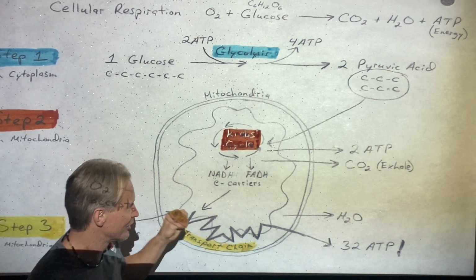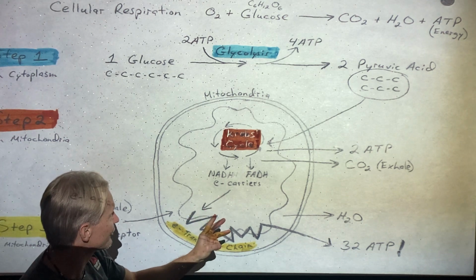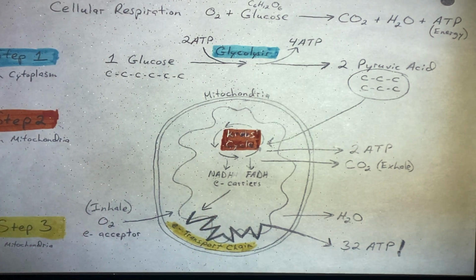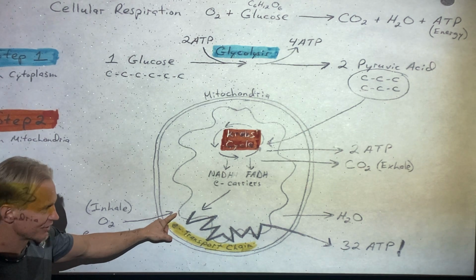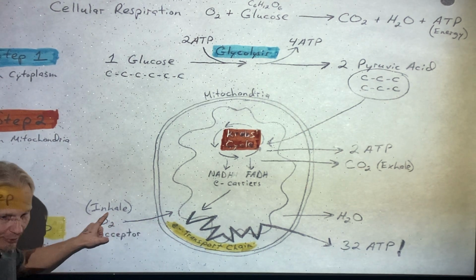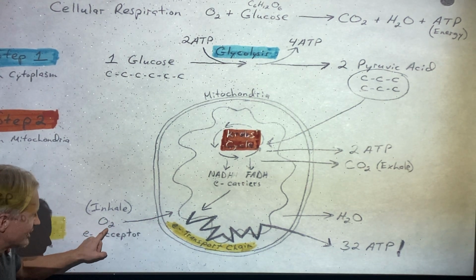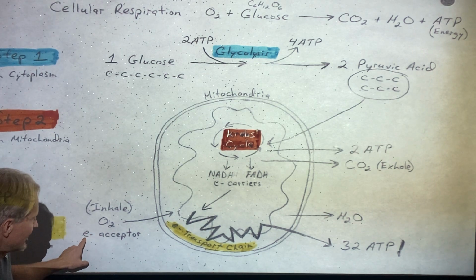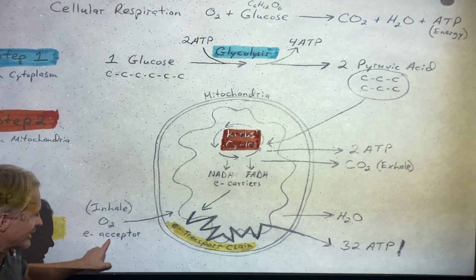This is step number 3 now. Step number 3 also happens in the mitochondria, in a different location across a membrane. What's gonna happen is we're gonna need some oxygen for this step. So you better breathe some in, some O2. And the reason you need oxygen is because it's the final electron acceptor.